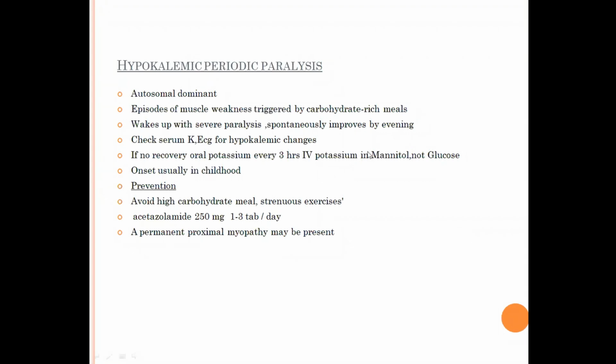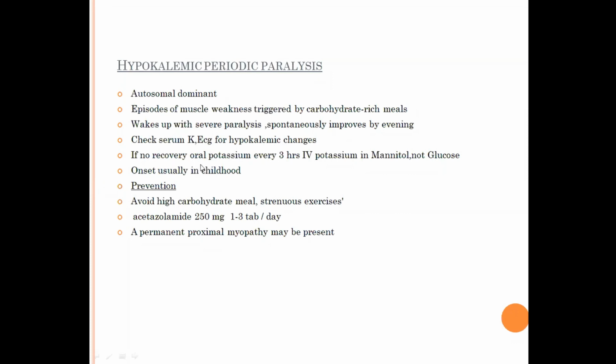So CK may be normal in chronic polymyositis or even in limb girdle muscular dystrophy. But if the patient says, doctor, last month I was able to get up from a high stool, but this month I cannot get up, the disease is active, so CK must be increased. Similarly here, you have to do potassium and ECG when the patient has a problem.